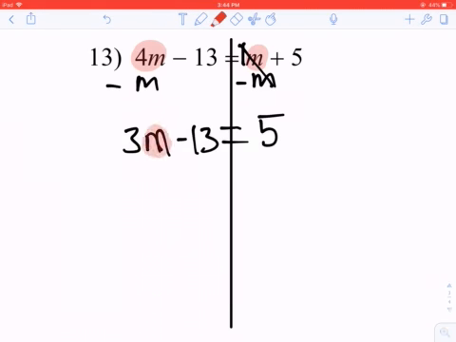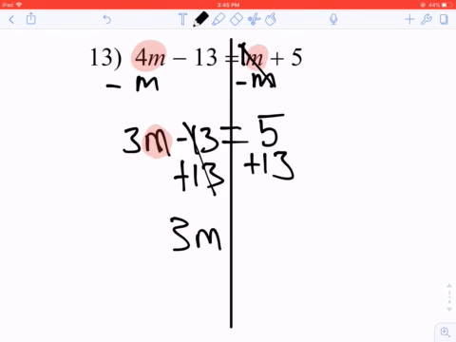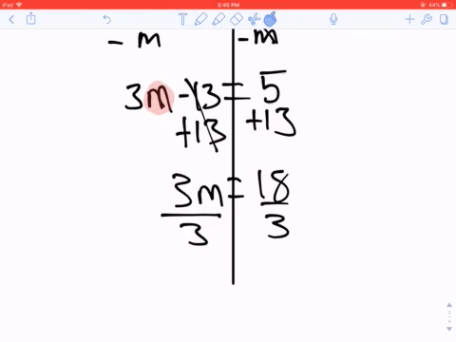Now we've created a two-step equation. We always move the term that's adding or subtracting first, so we will get rid of the 13 by doing the opposite operation. To find 3m is equal to 18. Now we will get rid of the 3 that is multiplying with m by doing the inverse operation. We will divide 3 to both sides. This will leave us with m is equal to 18 divided by 3, which makes 6.